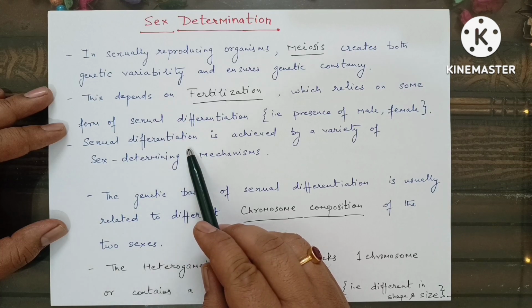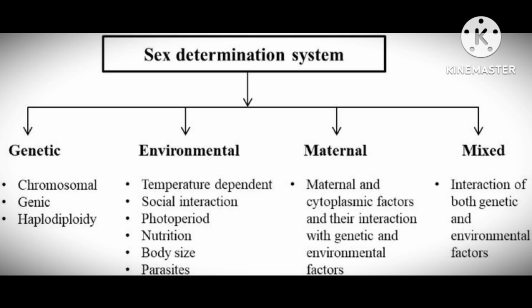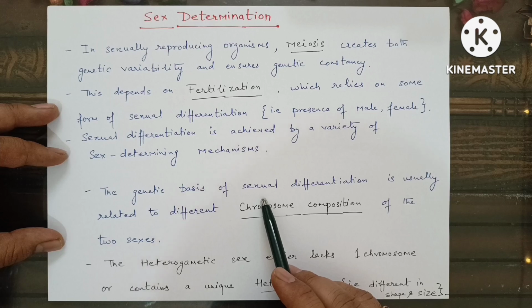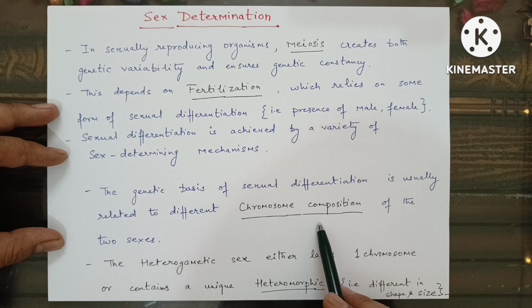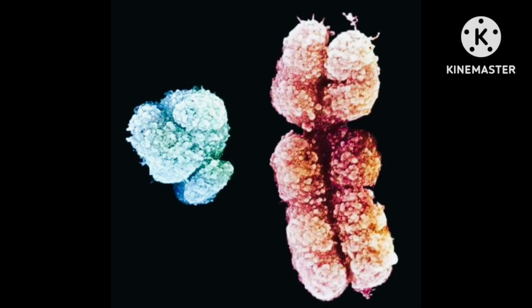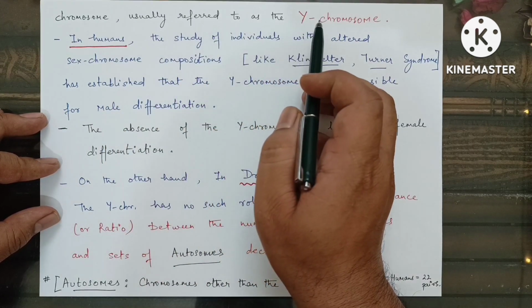Sexual differentiation is achieved by a variety of sex determining mechanisms. The genetic basis of sexual differentiation is usually related to different chromosome composition of the two sexes. The heterogametic sex either lacks one chromosome or contains a unique heteromorphic chromosome, which is different in size and shape, usually referred to as the Y chromosome.